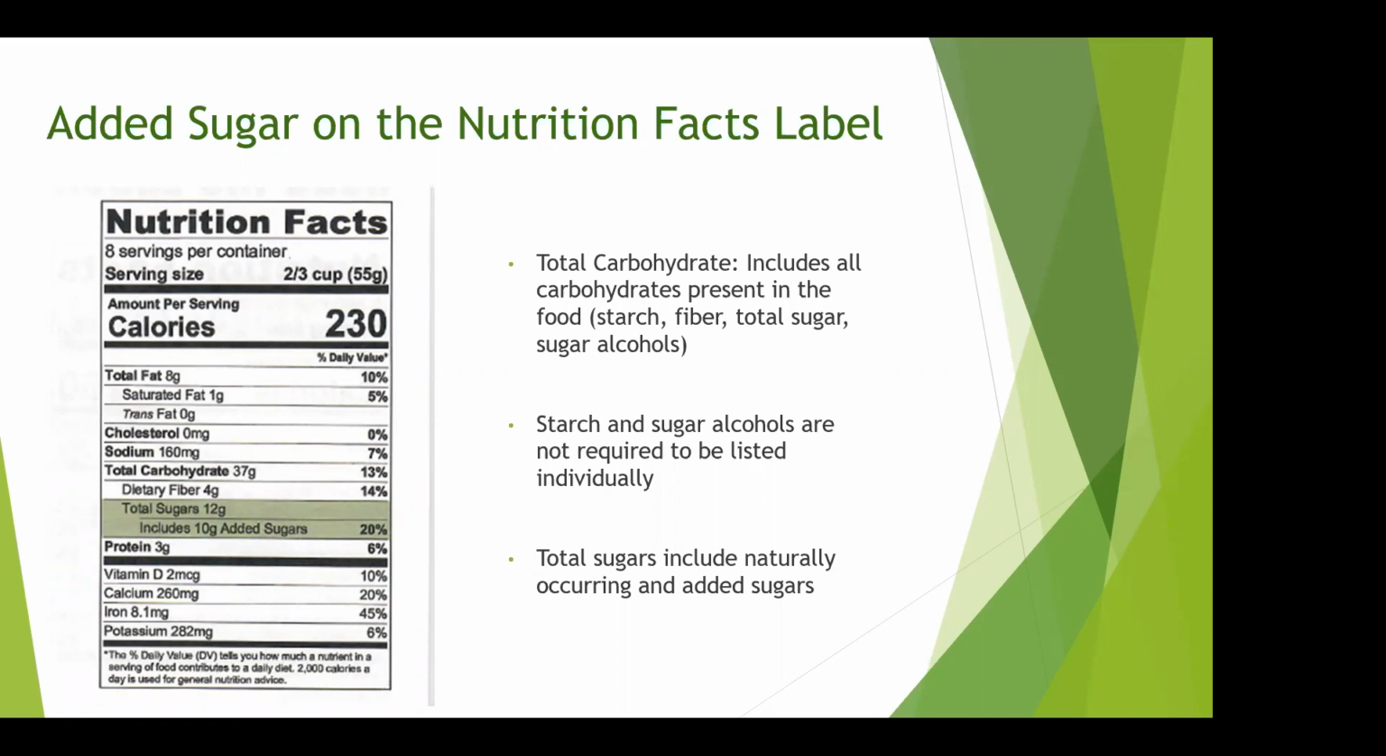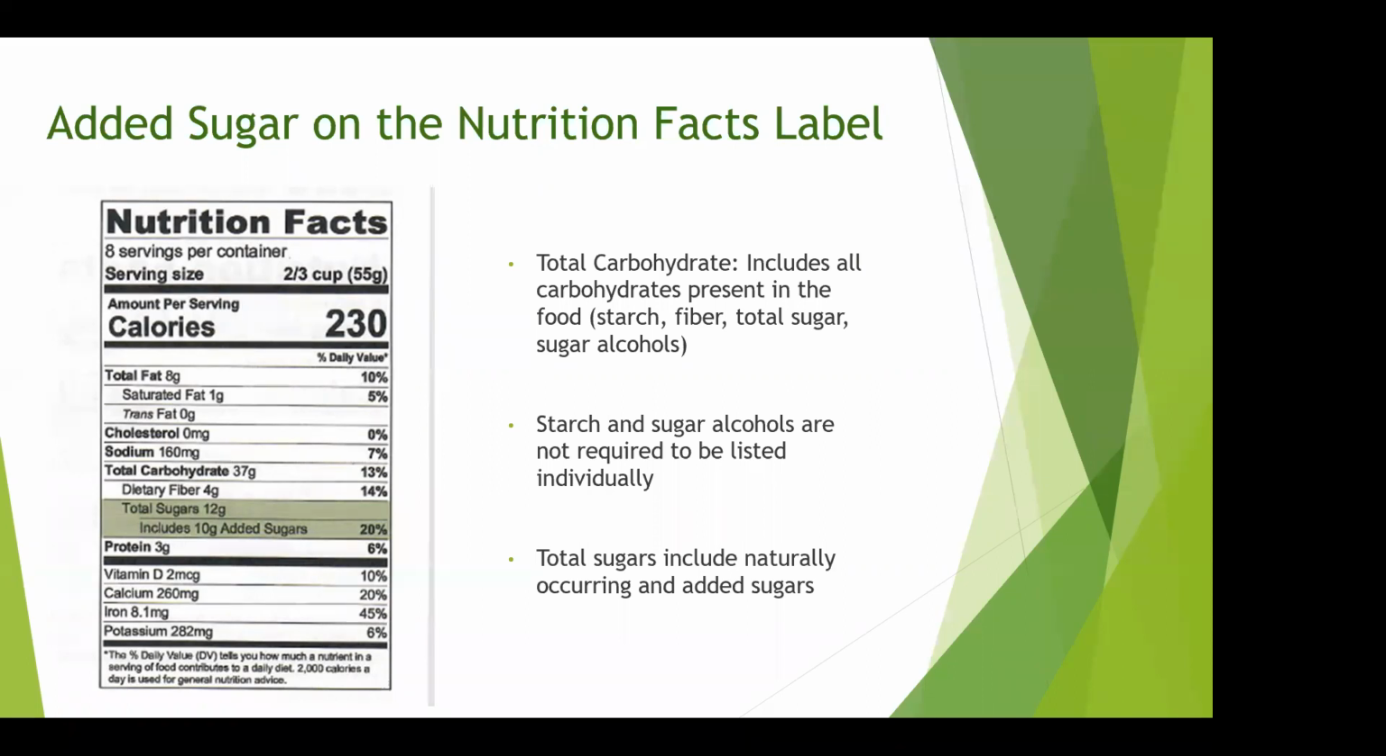You see that there's an indentation a little bit, and it says dietary fiber 4 grams, and then it says total sugar 12 grams, and then indented further under total sugars is finally our added sugars. And you can see that there's 10 grams of added sugars in one serving of this product, whatever it may be.